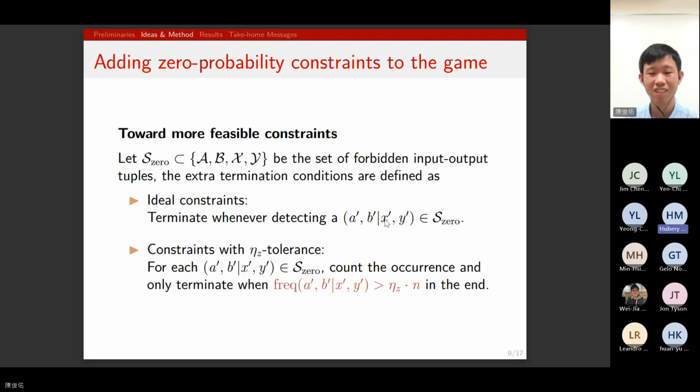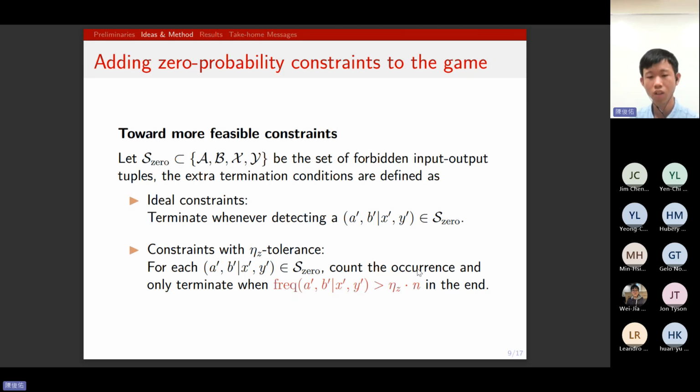For the tolerance case, you say it is terminated when the frequency is larger than eta times n. Yeah. So this n is the number of runs so far, like how many runs they have played the non-local game. So in this case, it means that you run n runs, and you just pick those that do not satisfy this condition, so it is not stopped?